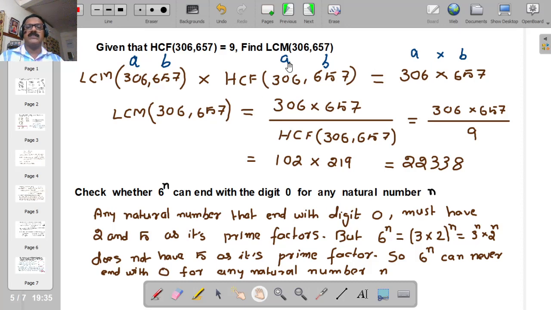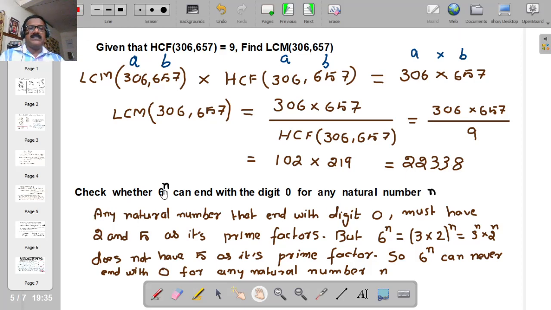Instead of a, we have 306 here, and instead of b, we have 657 here. So the LCM of 306 and 657 is equal to the product of 306 and 657 upon the HCF of 306 and 657. We are given that the HCF of 306 and 657 is 9. So it is just a matter of dividing the product of 306 and 657 by the number 9. That will result in 22,338.